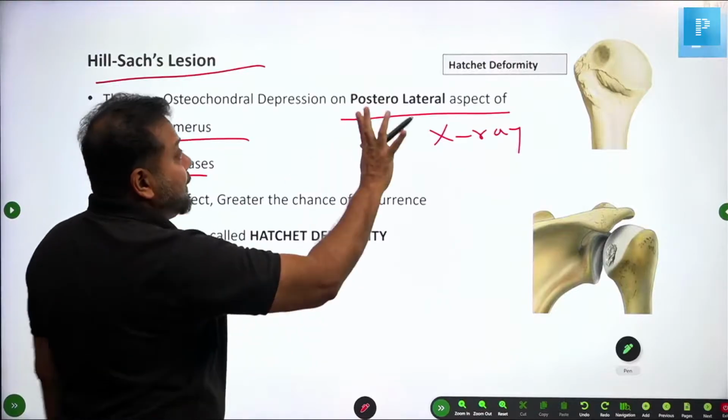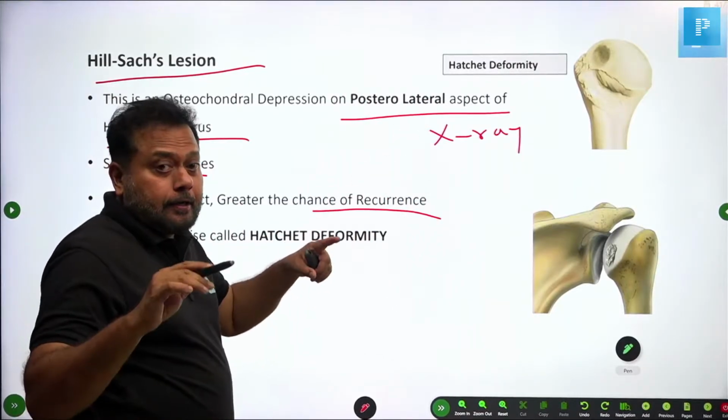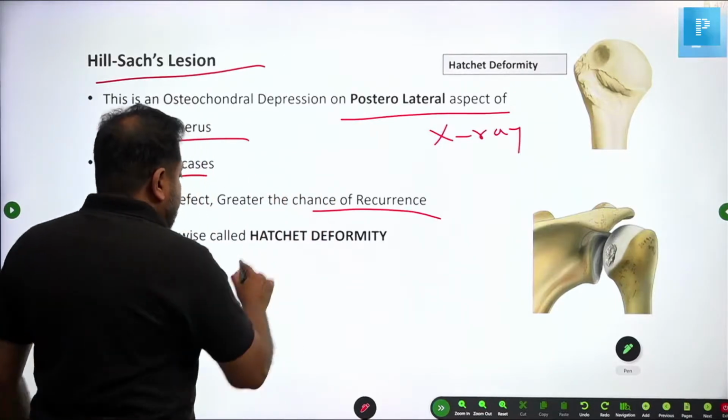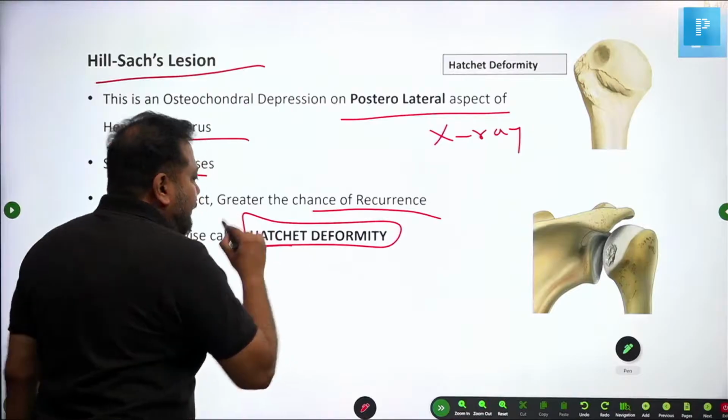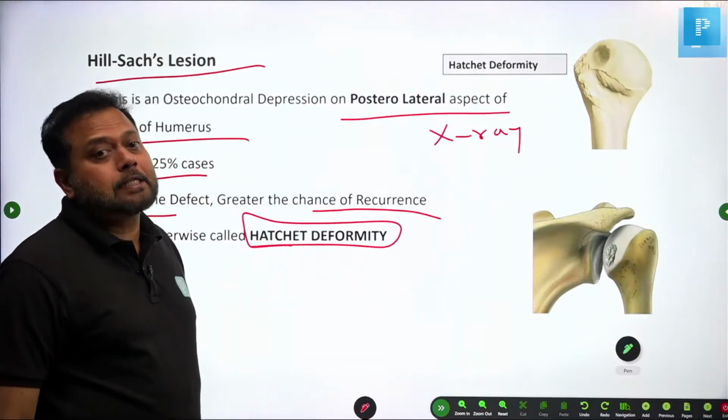When the defect is larger, the chances of recurrence are greater. This Hill-Sachs lesion is otherwise called Hatchet deformity. Apley's textbook of orthopedics uses the word Hatchet deformity. This is another name for Hill-Sachs lesion.